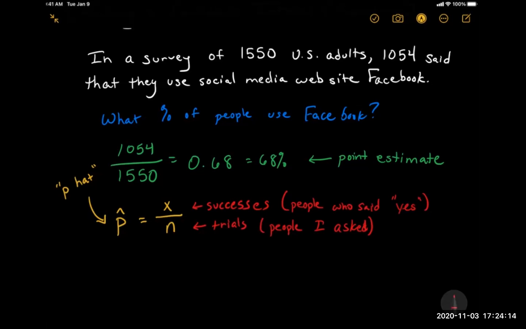So I asked 1,550 people, do you use Facebook? And 1,054 of them said, yes, I use Facebook. And the statistical variable that we use is called P hat. Okay. So 68% of the people that I asked said, yes, they use Facebook.